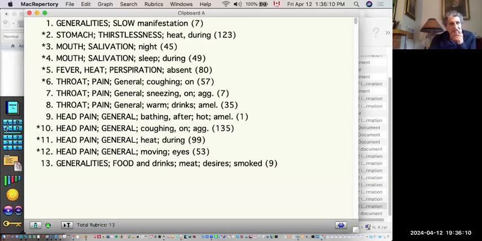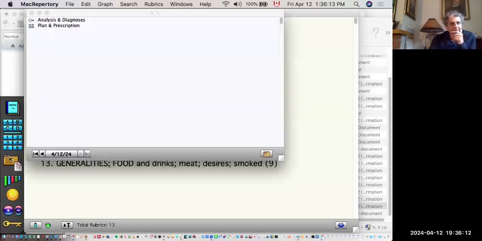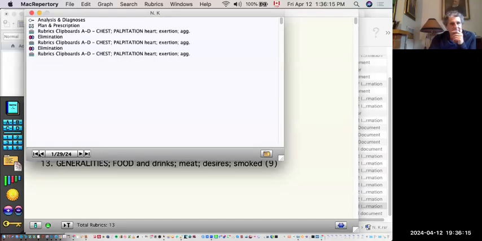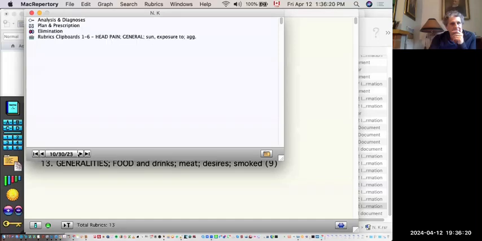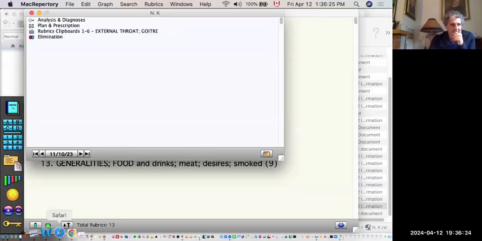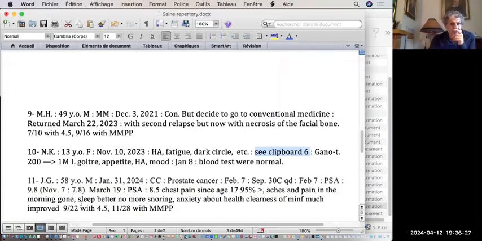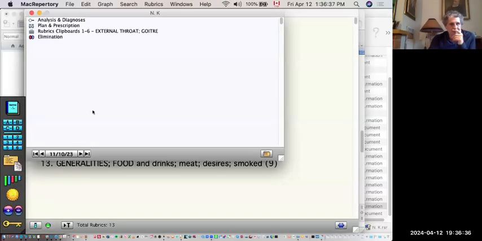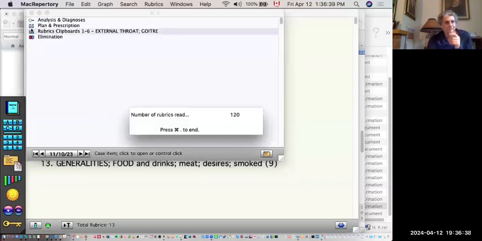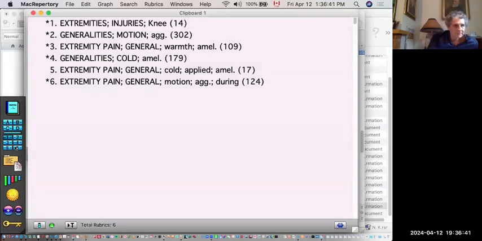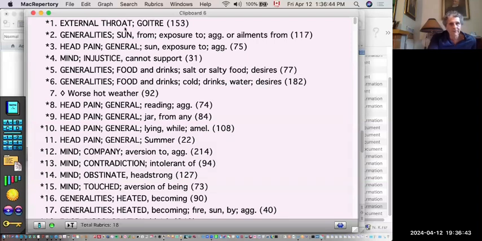So she had Graves' disease. I think it must be this. Let me see. November 10th. I know she broke her leg. Yeah, November 10th. She broke her leg not too long after that, from sport or something. I can't remember. November 10th, so that's it. So here it is, goiter.